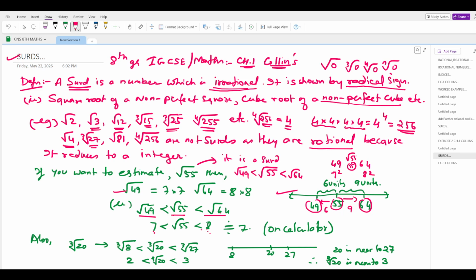So roughly, the square root of 55 will be nearer to the square root of 49. Am I right? So square root of 49 is 7 and square root of 64 is 8.